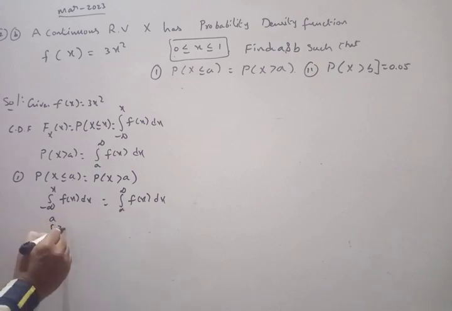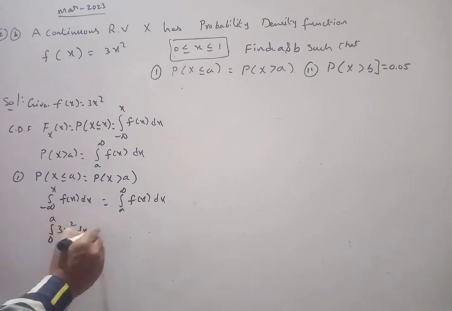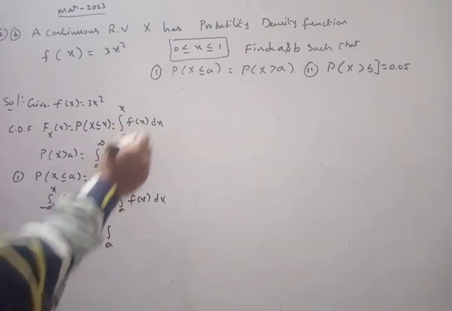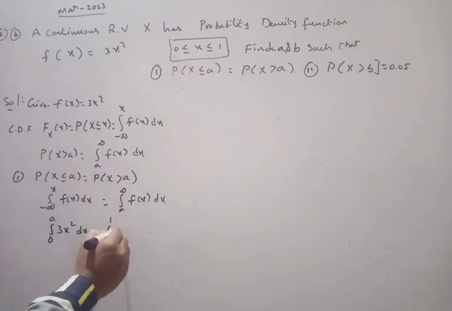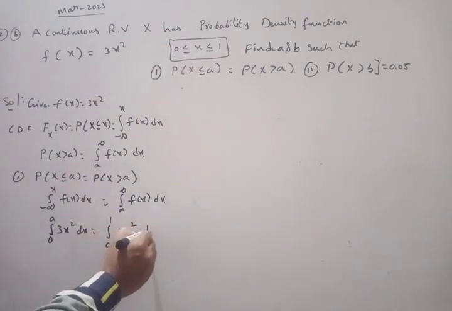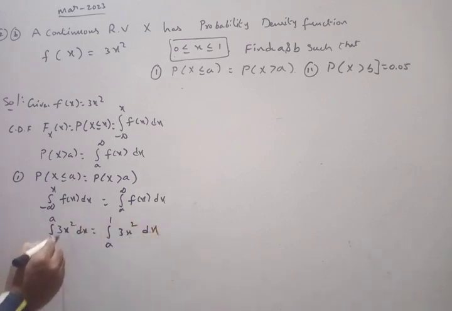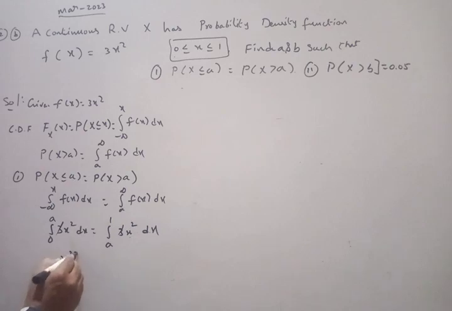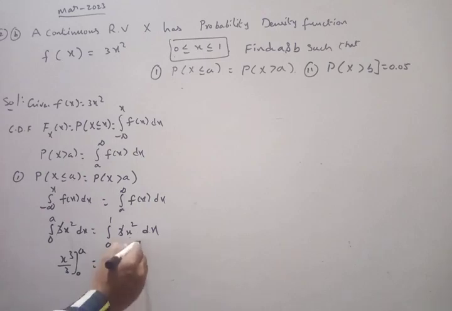So the integral of 3x² dx from a to infinity, that means the maximum is 1, right? So from a to 1, 3x² dx. On both sides the 3 and 3 get cancelled. The integration of x² is what? x³ by 3. Limits are 0 to a, and here again the integration of x² is x³ by 3. Limits are a to 1, right?